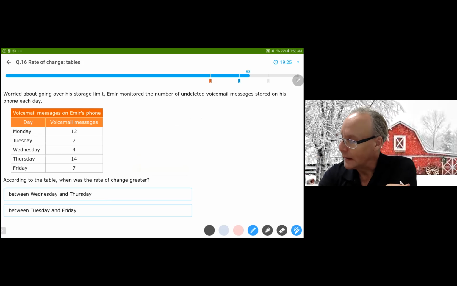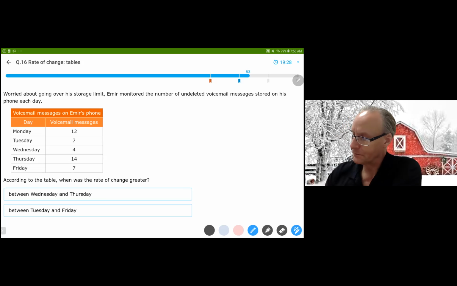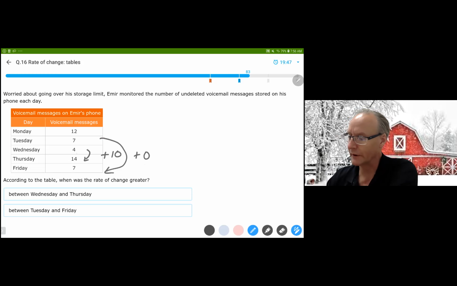Okay, so rate of change is greater. We're talking about Wednesday to Thursday. This went up 10, and that's over a period of 1 day. Now, Tuesday to Friday was 0 change. So when was the change greater? Well, obviously from Wednesday to Thursday, wasn't it? Tuesday to Friday is 0 over whatever number it happens to be, 1, 2, 3 days. So it's over 3, but the 10 is still much larger. So it's between Wednesday and Thursday.